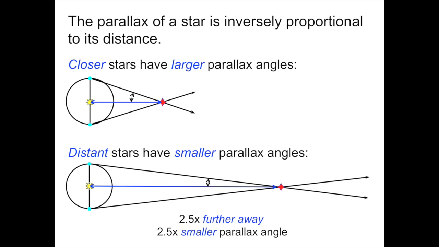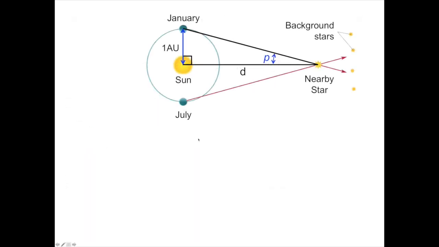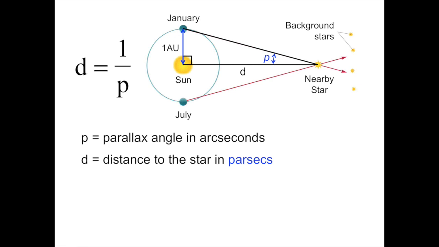The small angle approximation that we can use, however, is of great utility because it allows us to simplify the trigonometry. In fact, we can sweep it under the rug altogether. Let's go back to our picture of this parallax triangle. We have a nearby star with background stars. We form this triangle here from the sun, the star, and the Earth. 1 astronomical unit between the Earth and the sun, and D is the distance of the sun to the nearby star. P is the parallax angle. In the small angle approximation, the distance D is 1 over the parallax angle.